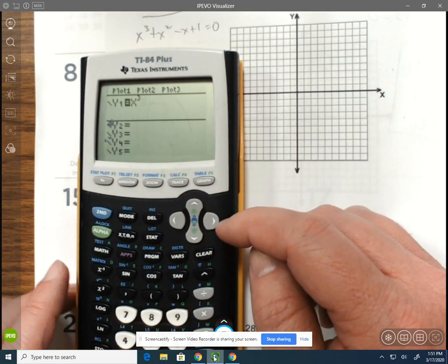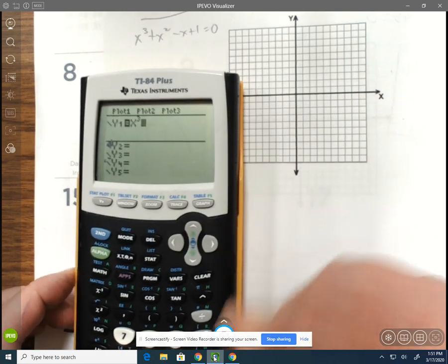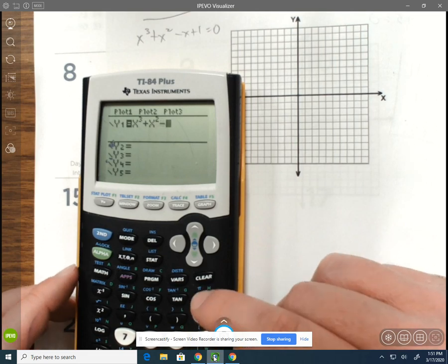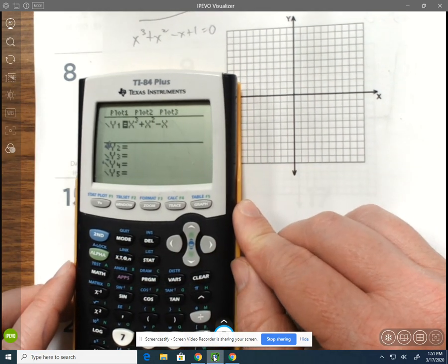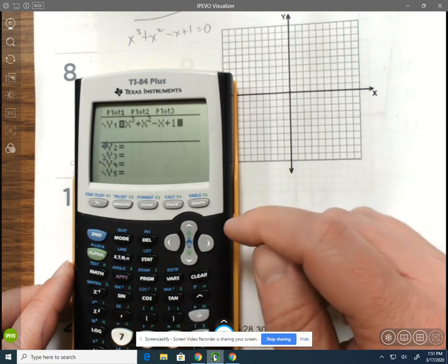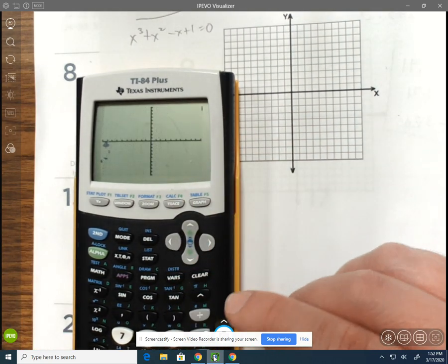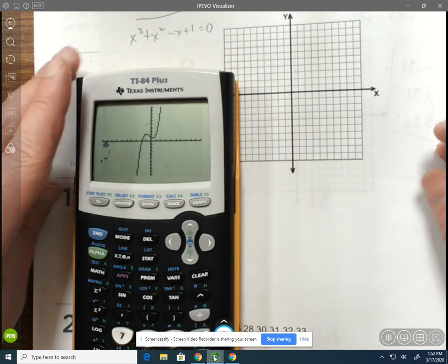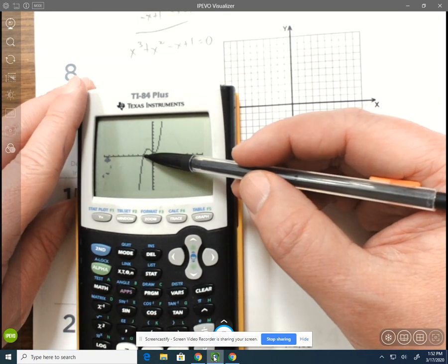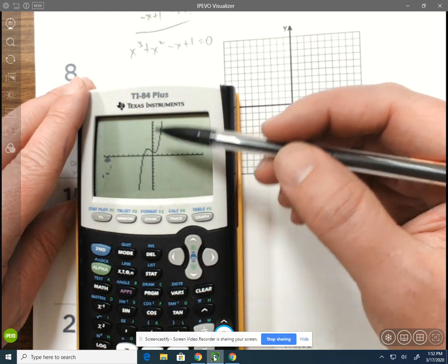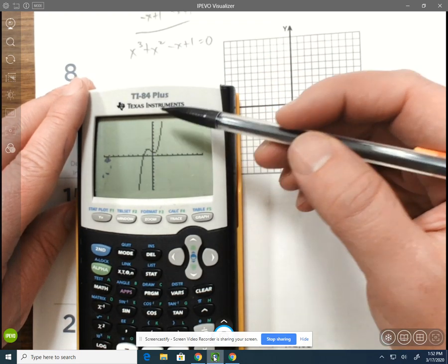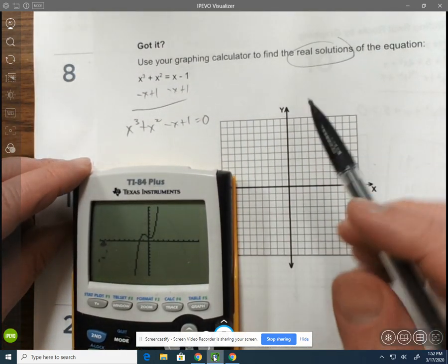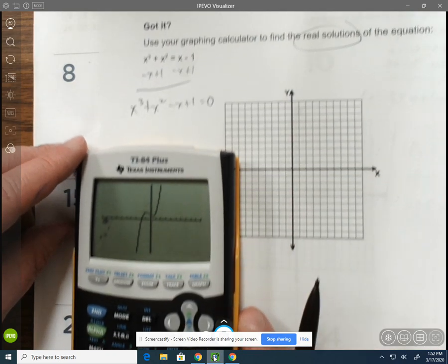All right, x cubed, and then I get out of that exponent with an arrow. Plus x squared minus x plus 1. And I'm just going to hit zoom 6. Okay. Ooh. Now notice here, this one only has one real solution. Now, since it is a cubic, we were expecting 3, but the others must have been imaginary. But using the graphing calculator, we can only find the real solution. So all I have to find is that solution there.